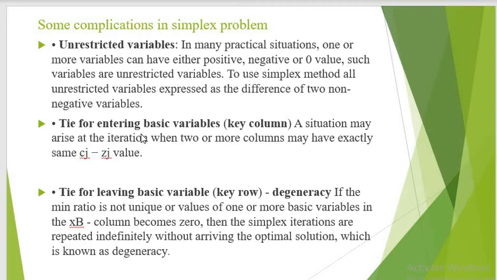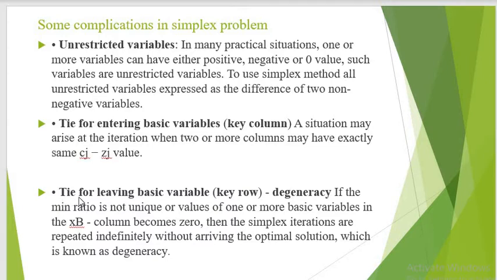Second complication is a tie for the entering basic variable. A situation may arise at an iteration when two or more columns have exactly the same cj minus zj value. In such a situation, we can choose the column arbitrarily, or if the tie is between a decision variable and a slack variable, choose the decision variable.